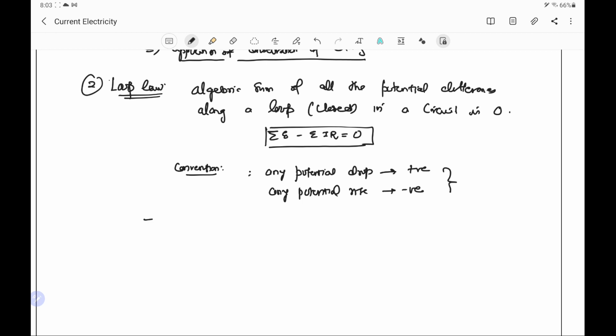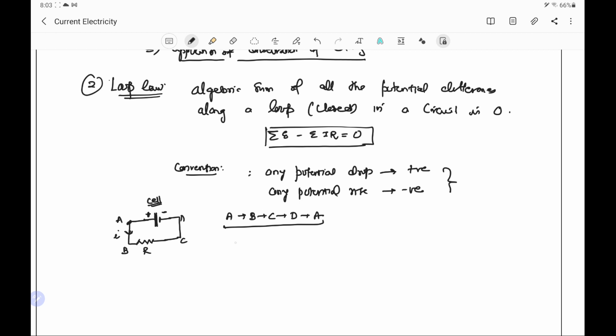For example, suppose this is a battery. The larger line shows the positive plate and the smaller line shows the negative plate. This is a cell. A combination of cells is the battery. And with this cell, there is a resistor R in the circuit and the current flowing in the circuit is I. Then as per the loop law, if we start with point A, then B, then C, then D, and then A, the loop is A to B to C to D to A.